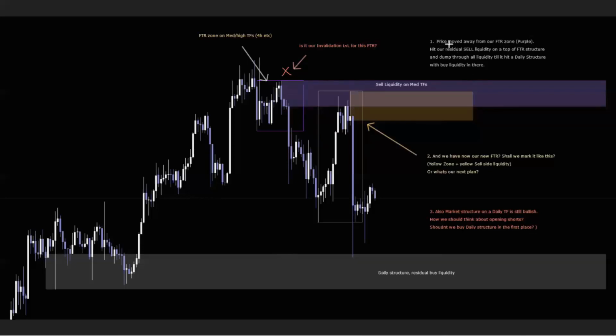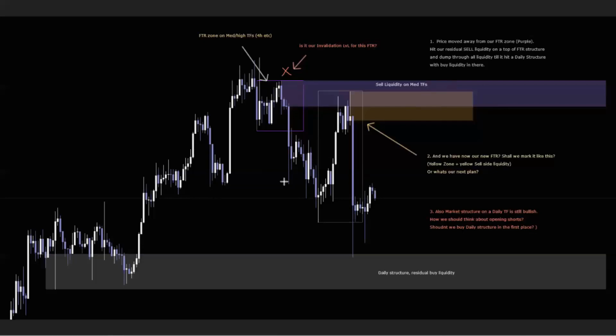Anyway, what have we got here? Price moved away from our FTR zone, hit our residual sell liquidity on the top of FTR structure and dumped through all liquidity till it hit daily structure with buy liquidity in there. And we have now our new FTR. Yeah, that's perfect.